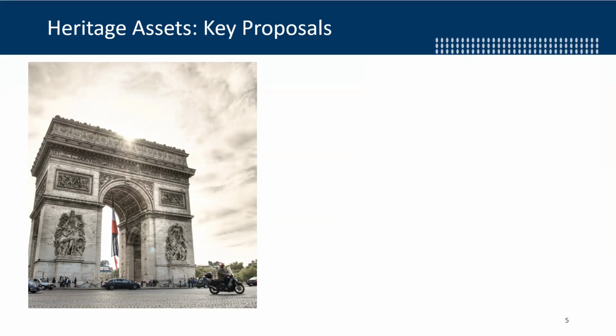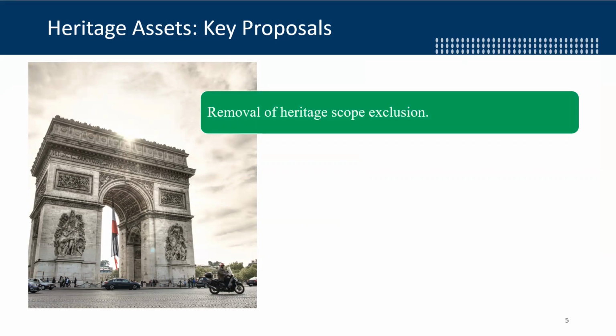2019, early 2020, that where heritage assets meet the definition of property, plant, and equipment, they should be accounted for as such. So the first step in the heritage project that made amendments to IPSAS 17 and resulted in the updated ED 78 was to remove the heritage scope exclusion from IPSAS 17 that currently exists. The removal of this scope exclusion now allows for heritage assets that meet the definition of property, plant, and equipment to be accounted for within the scope of ED 78, property, plant, and equipment.